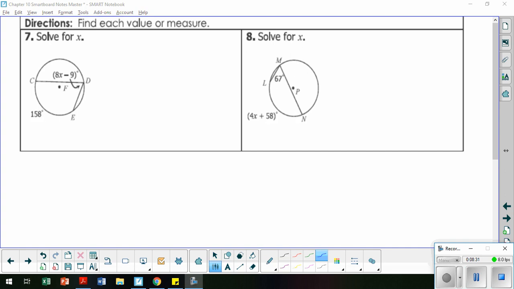All right, so moving on, we now have 7 and 8. We're going to look at these, and we want to solve for x, so we know that this right here is going to be half of that.